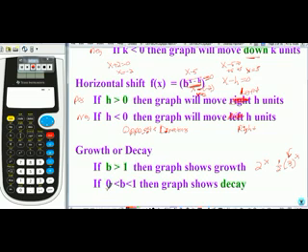Alright, if 0 is less than b and b is less than 1, again, we want to talk about the absolute value of b being here. So in other words, if it is a decimal like 0.5 or a fraction like 1/4, then that is going to show decay. Okay, my growth functions are going to go up like this and come down and approach an asymptote. My decay functions are going to go down like this and approach some kind of asymptote down here.